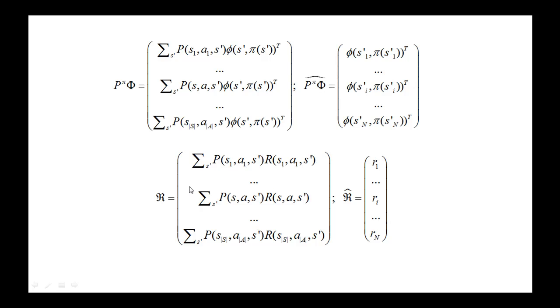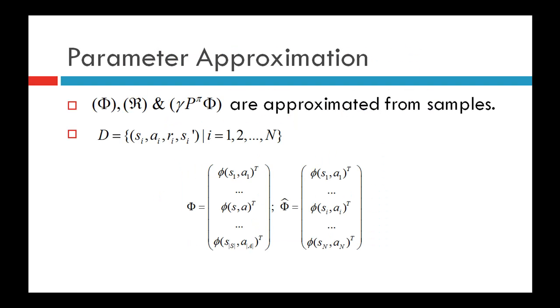The next thing is to approximate the reward vector r, and as we can see, the length is going to be infinite. Apart from the infinite length, we don't know the exact value of p(s1, a1, s prime), and therefore the exact representation of this vector is impossible. Therefore we approximate this reward function r with the rewards that we have collected as samples.